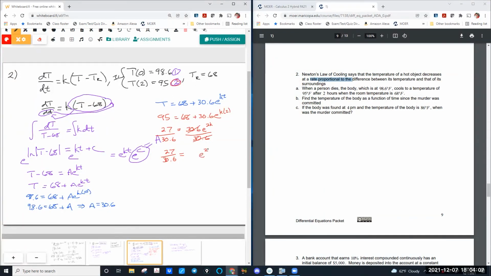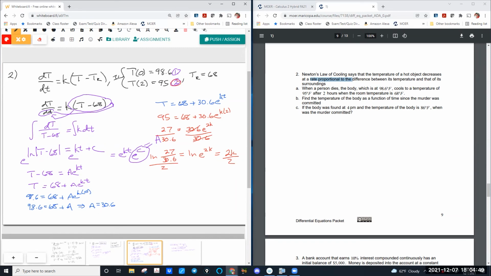So right here, 27 over 30.6, we're going to have to do something you might not have done in a while, which is solve for an exponent that's in a variable. So I'm going to take the natural log of both sides. I'm using natural log because of the e, because natural log of e is 1. And so that right-hand side just becomes 2k. That's our property of logs. Natural log and e are basically inverses of each other. So to solve for k, I finish up by dividing by 2. Not a pretty number, but this is exact, and I can deal with that being exact.